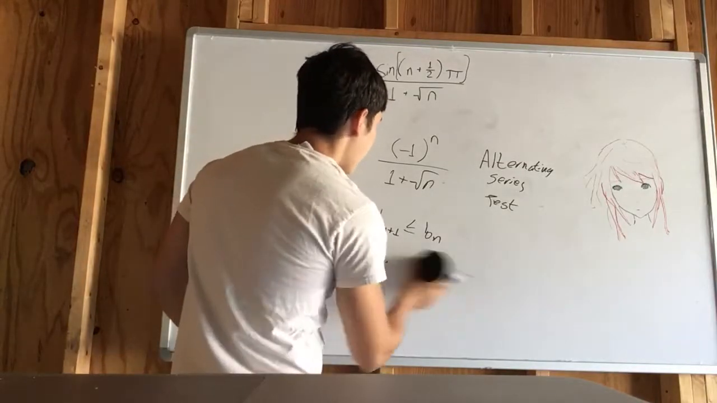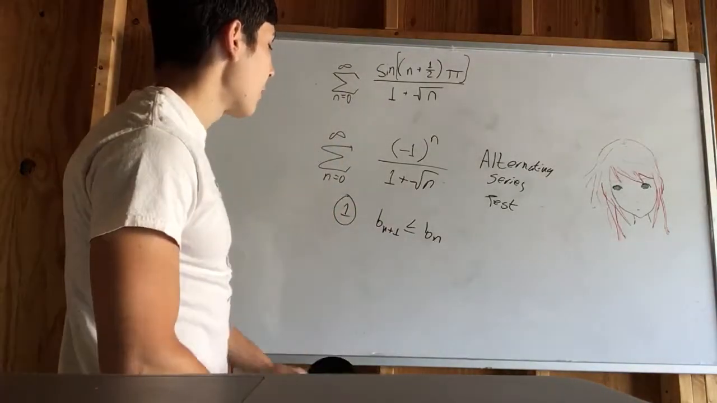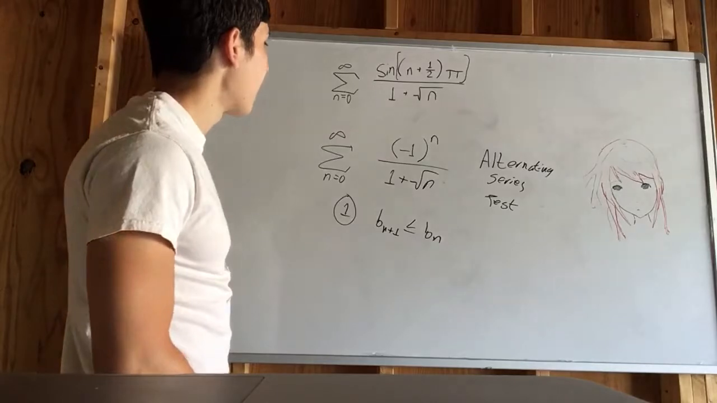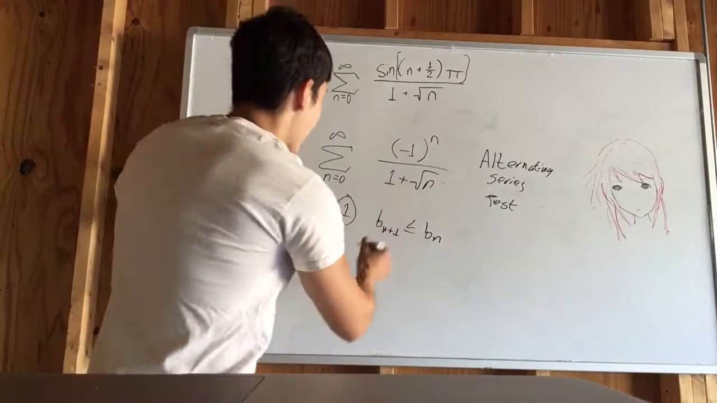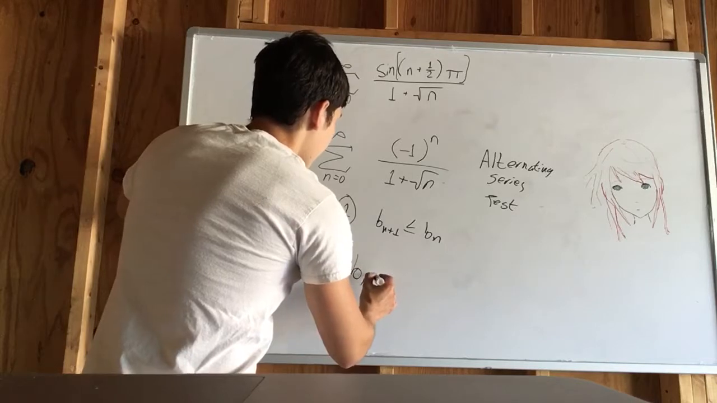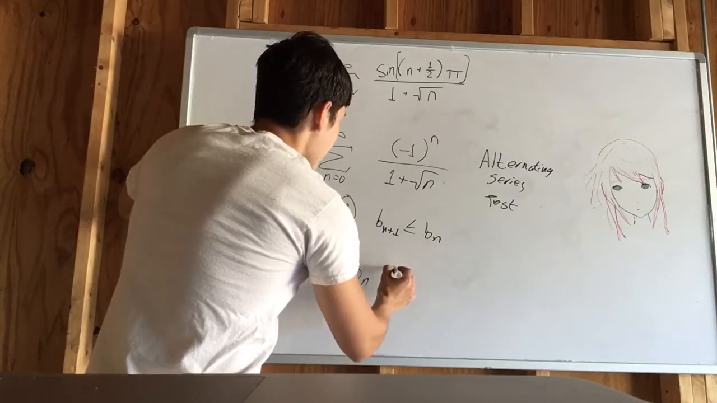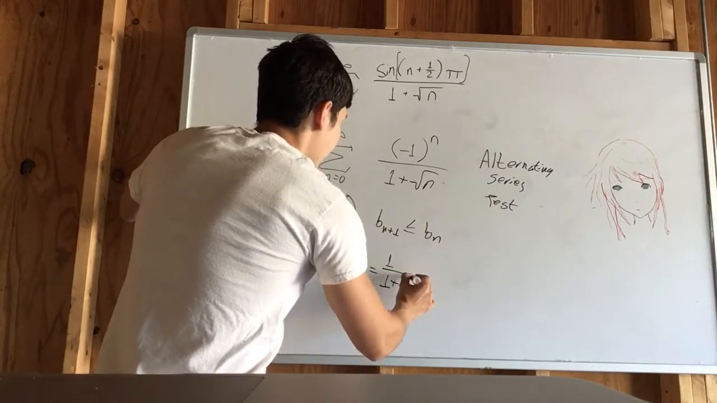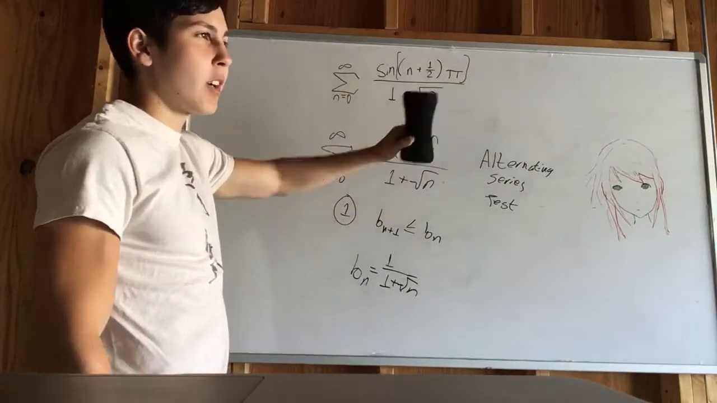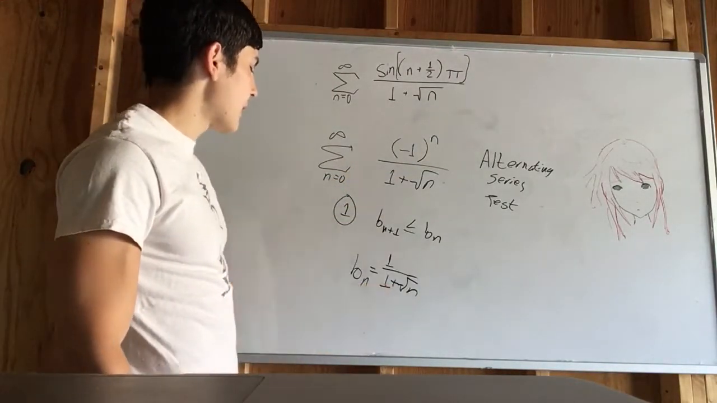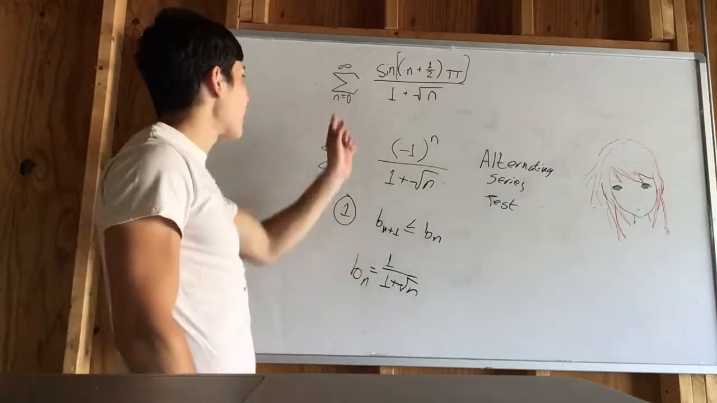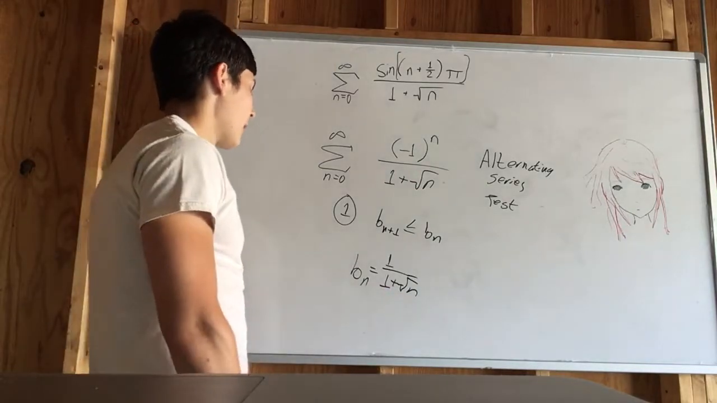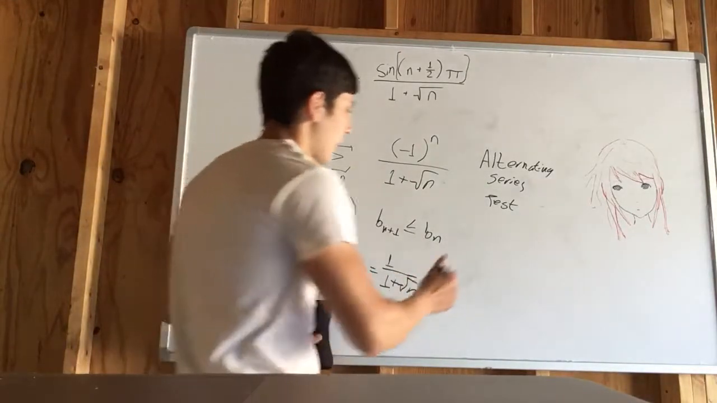So we're going to do this. The first thing we check is that it's decreasing, that it's monotonically decreasing. That's what this really represents. So in our case, is b sub n decreasing? So b sub n is 1 over 1 plus the square root of n, because we ignore the part which is alternating. Is this decreasing? Yes, it's always decreasing, because if we start plugging in numbers, the denominator is going to get larger and larger and larger. So obviously this is decreasing. It passes the first part of the test.